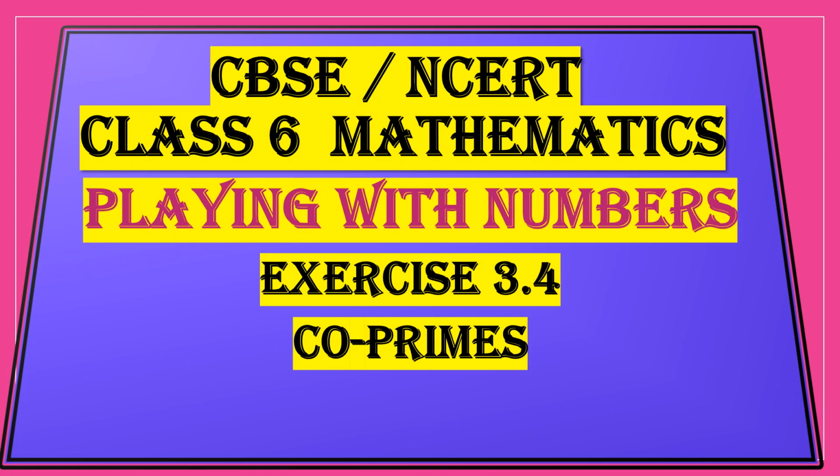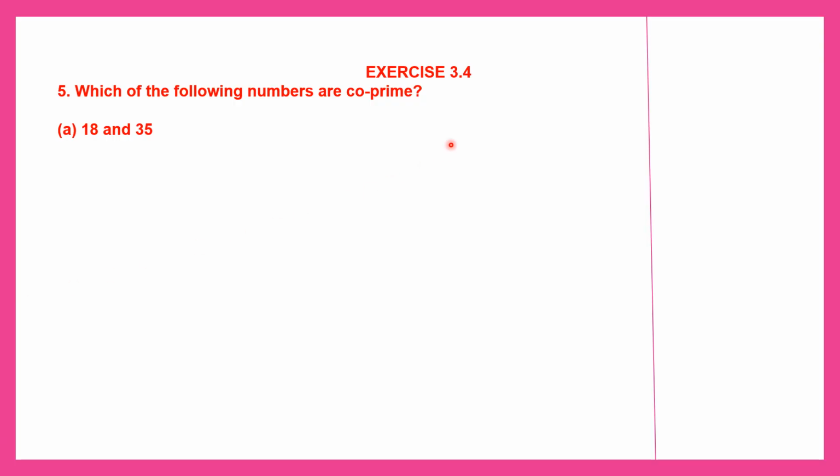Hello students, let's do Playing with Numbers, exercise 3.4, and in this exercise we're going to be doing co-primes. Exercise 3.4, question 5: which of the following numbers are co-prime? Now what are co-prime numbers? We'll do it with the help of this question itself. We'll try and understand what co-prime numbers are.